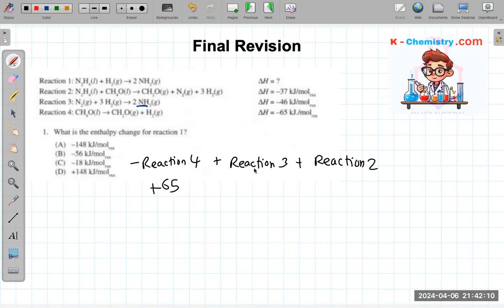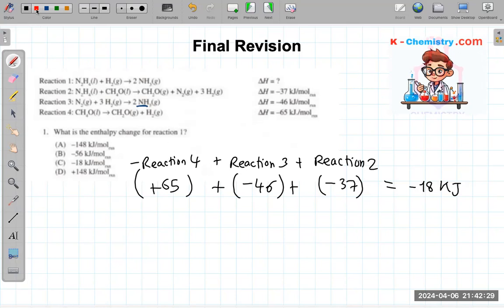And reaction 3, I will take it as it is, which is negative 46. And then also as it is, so negative 37. So add this one plus this one plus this one. The addition of all these values should give me the reaction, which is number 1. So it is equal to negative 18 kilojoule per mole.